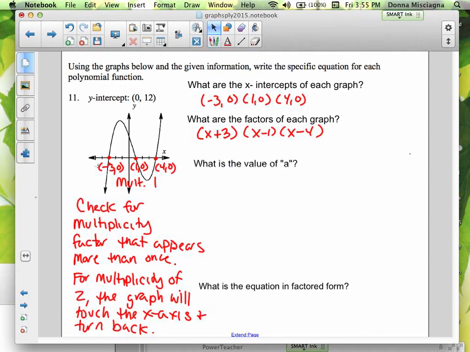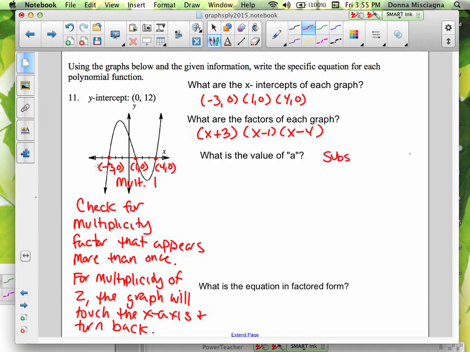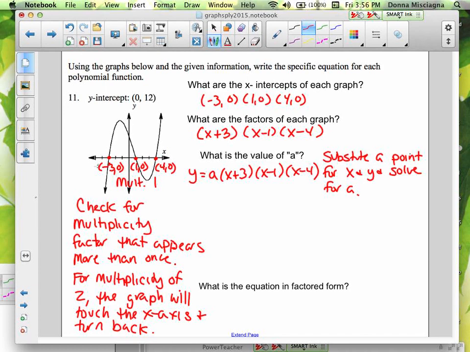Right, so we need to find the value of a. To find the value of a, you substitute a point for x and y and solve for a. I'm just going to set this equal to y, because my y value depends on my function here. y equals a times (x plus 3)(x minus 1)(x minus 4). So a is my leading coefficient when I'm in factored form.